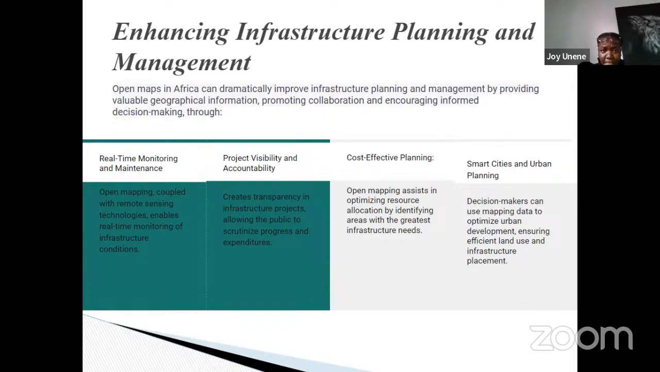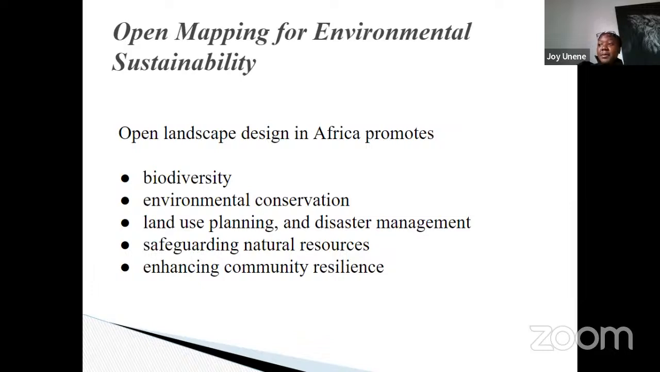Here I'm going to talk about open mapping for environmental sustainability. Here we're going to talk about biodiversity, environmental conservation, land use planning and disaster management, safeguarding natural resources, and enhancing community resilience as well. Biodiversity clearly talks about the incorporation of individuals of the community or people with the ecosystem. And here we can see how through the use of mapping tools, you're able to identify different ecosystems, such as the forests, the wetlands, and the marine areas. So you're able to see how the ecosystem can still be running through and how these things may not be able to attack back the people over a given period of time.